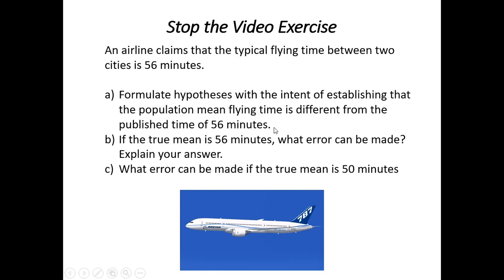Okay, so we want to state the null and the alternative hypotheses. Part B, if the true mean is 56 minutes, what error can be made? Explain your answer. And similarly, what error can be made if the true mean is 50 minutes? So at this point, stop the video and let's see what you get.